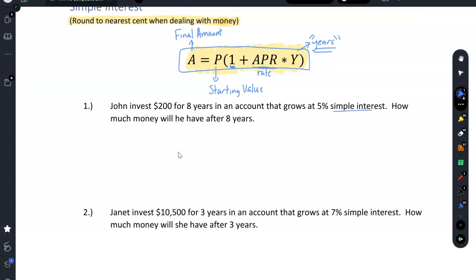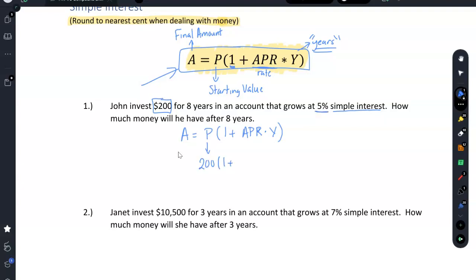As soon as you see that, what I suggest you do is to write the above formula down for each one of these. All right, so I rewrote what I see here. And then I'm asking how much money will John have after 8 years? So now I want to start filling in what I have. He started with $200. That was my original amount.